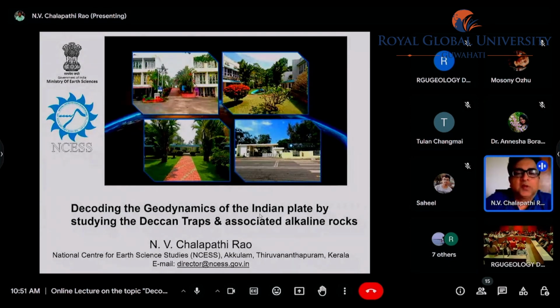So, the topic I will be talking about for the next 40 minutes is decoding the geodynamics of the Indian plate by studying Deccan traps and associated volcanic rocks. This is an area in which I've been working for a few decades, and I thought some aspects of this research can be shared here. In the picture, you can see the NCESS at Trivandrum. This is the campus of NCESS. It's located on 14 acres of land, and it's one of the oldest science institutes of the country. In 4 years' time, it will be completing its 50th year.